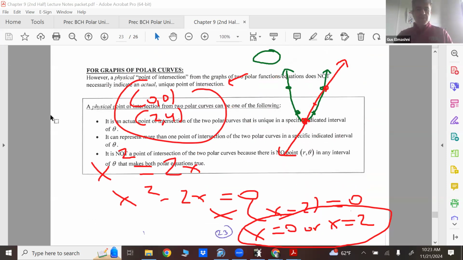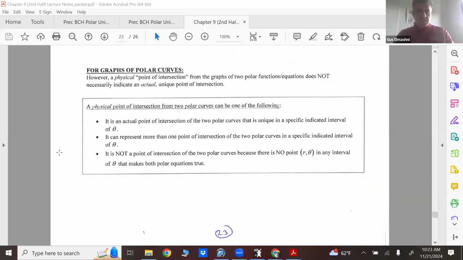So the bottom of the page says, for graphs of polar curves, a physical point of intersection from the graph of two polar functions does not necessarily indicate an actual unique point of intersection. Let's explain what's meant by physical and actual. A physical point of intersection from two polar curves can be one of the following. It is an actual point where you see them touch. It can represent more than one point of intersection, kind of like a retracing. Or it is simply not there. It doesn't make it true. It's extraneous.